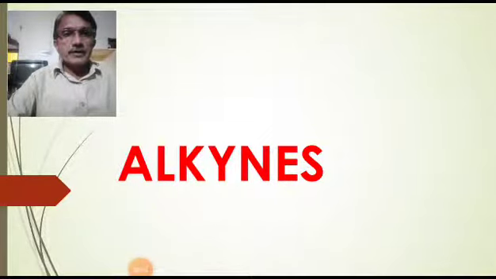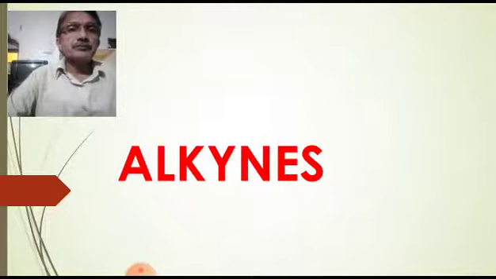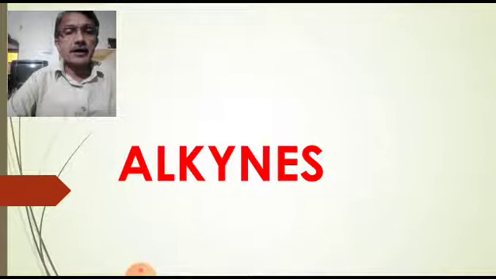Today we are going to discuss alkynes, preparation and properties. What are called alkynes? Alkynes are the unsaturated hydrocarbons containing at least one carbon-carbon triple bond. Alk plus yne gives rise to alkyne. YNE, yne, indicates the presence of a triple bond.